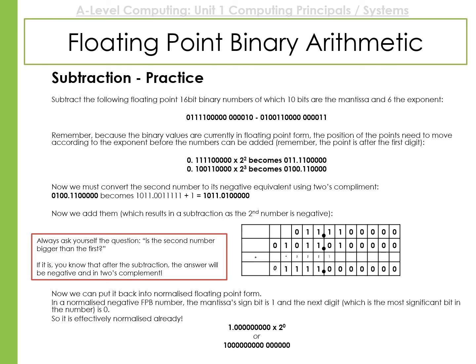So here's another example of subtraction and practice for us. There are two binary numbers here, 16-bit binary numbers. Remember, the first 10 bits are the mantissa and the 6 bits the exponent. See if you can figure this one out yourself by looking at this value and then look at the answer. Have you managed to get it correct?